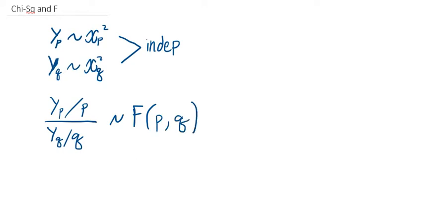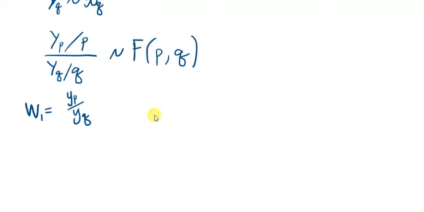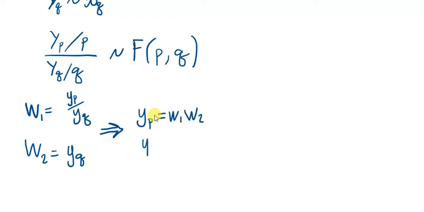So I'm going to show that this result is true. We're going to define W1 as equal to Y_p over Y_q, and W2 is just Y_q. This gives us that Y_p is equal to W1 W2, and Y sub q is equal to W2.